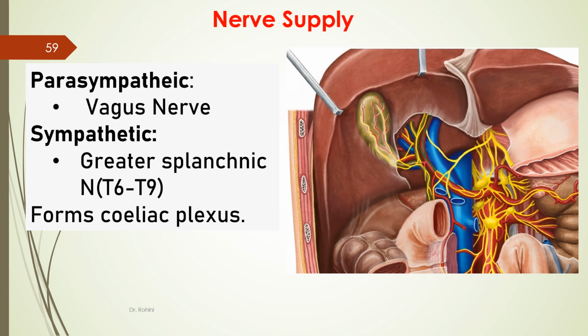Nerve supply of the liver. It carries parasympathetic and sympathetic fibers. The sympathetic supply is by the greater splanchnic nerves carrying fibers from T6 to T9 segments of the spinal cord. They form the celiac plexus around the celiac trunk. So both sympathetic and parasympathetic, and pain fibers will be traveling to these segments. So those areas having the same dermatome innervation will be causing referred pain.